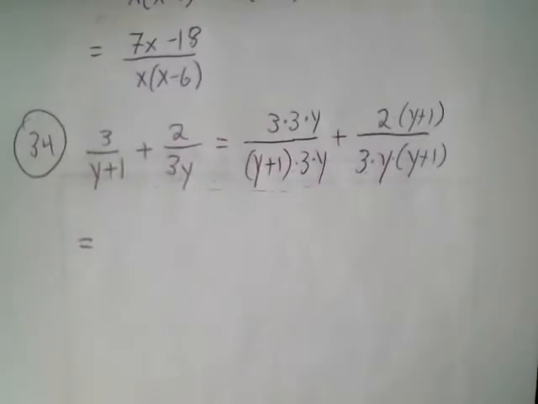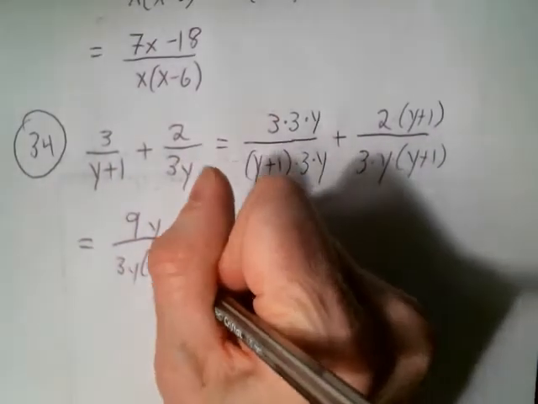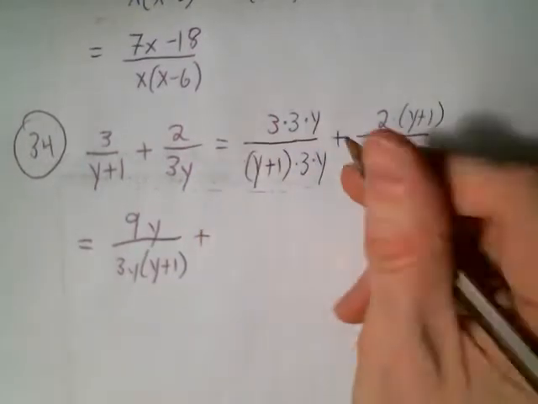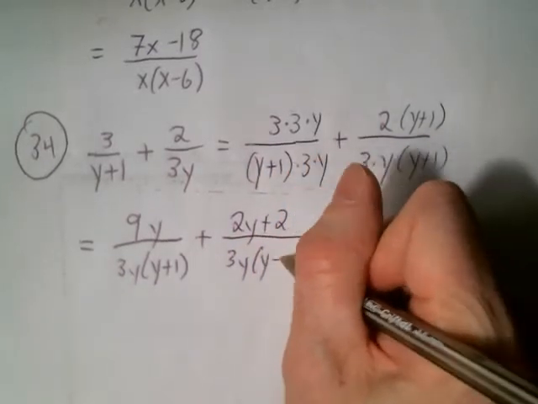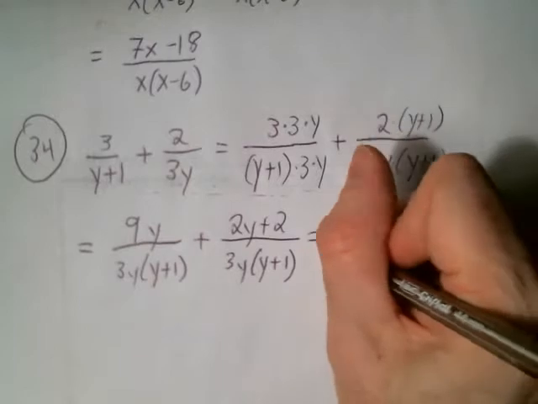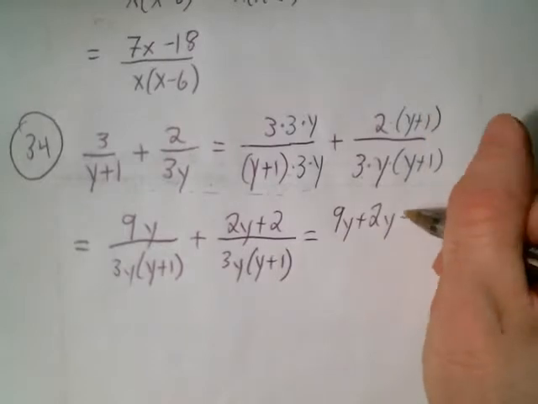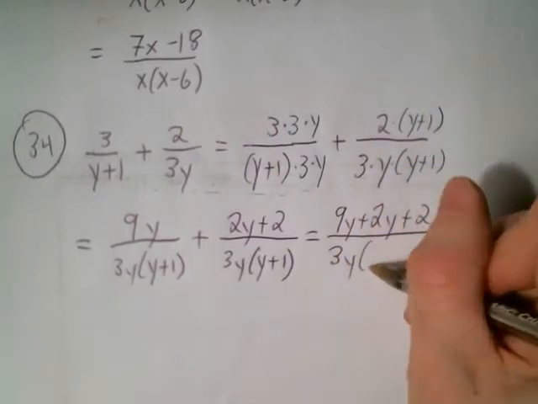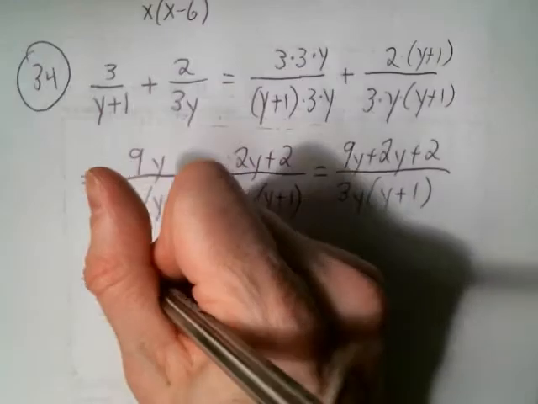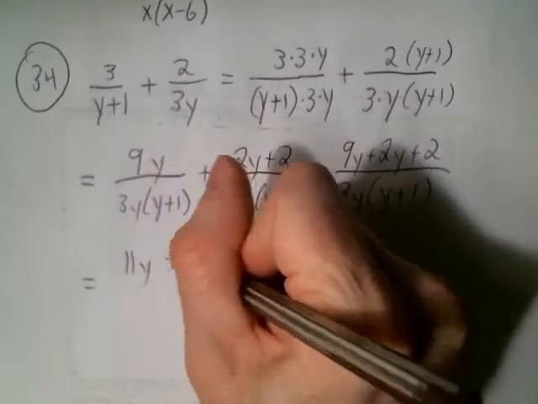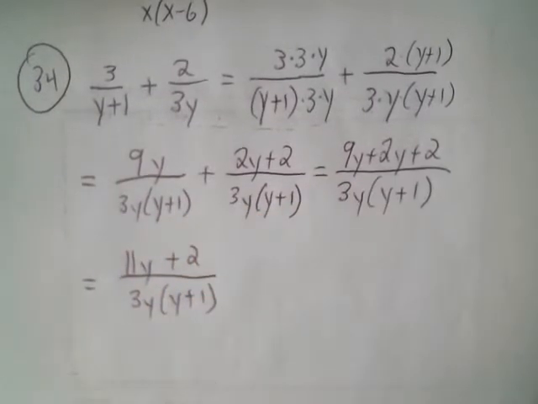Okay. Then we can clean it up a bit. 3 times 3 is 9y all over 3y times y plus 1, plus 2y plus 2 all over 3y times y plus 1. Then you want to add the numerators over the common denominator. So it's going to be 9y plus 2y plus 2 all over 3y times y plus 1. 9y plus 2y's is 11y's, and then plus 2 all over 3y times y plus 1. I think that's all we can do.